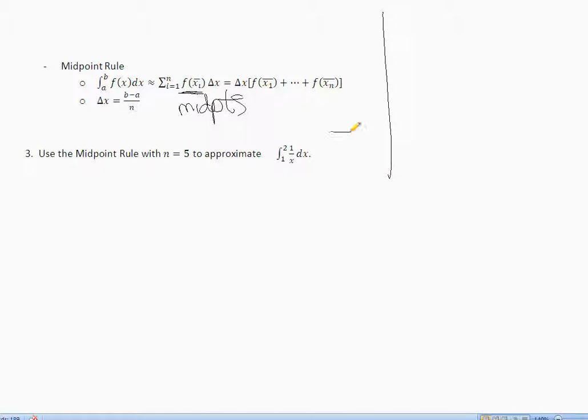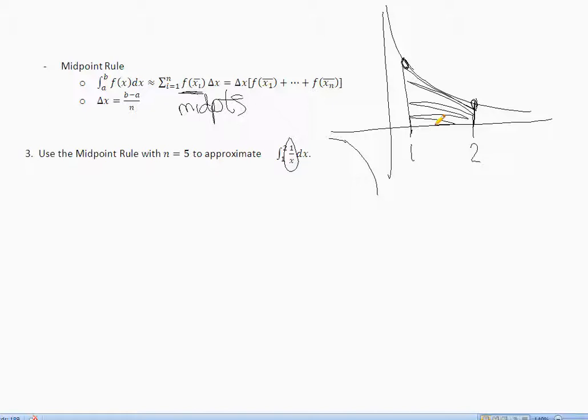Sometimes it's easier to get a picture of what's happening. So hopefully we know 1 over x looks like that, two curves, but I just care about from 1 to 2. So this problem is asking for that area under the curve right here, this total area. Now it's saying with n equals 5. So how do you find the width of the rectangle? Delta x would be b minus a over 5, which is 1/5.